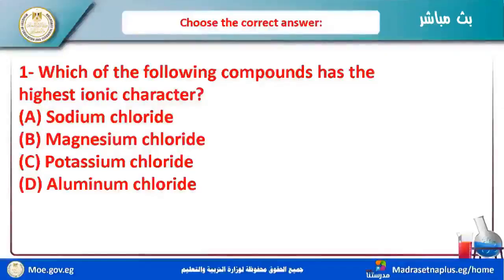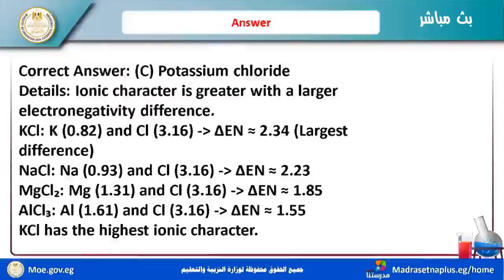Which of the following compounds has the highest ionic character? So I need the strongest now, not the lowest. Sodium chloride, magnesium chloride, potassium chloride, aluminum chloride. I find here it is potassium chloride. Why is C the true answer?